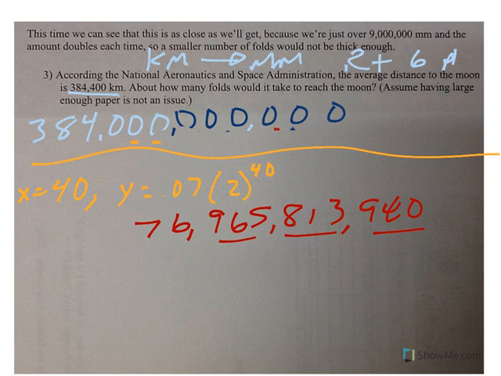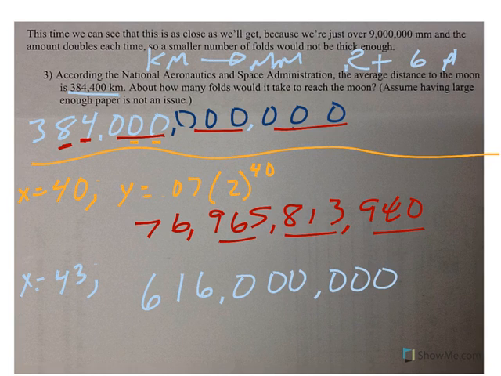Well, 3, 3, 3, boom, boom, boom, 76. I'm only right here. I need to get bigger because I need another whole decimal place, right? And you can guess and check a few times, but essentially 43 folds will give me 616, and I rounded here, but approximately this. You might say, well, that's too high, I only need 384. Well, true, but if you cut 616 in half, you get 308. And 308 is just not enough.